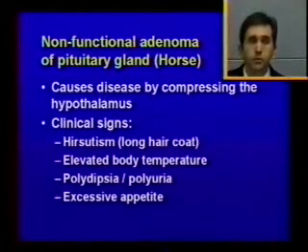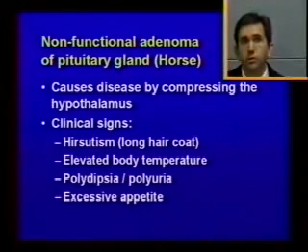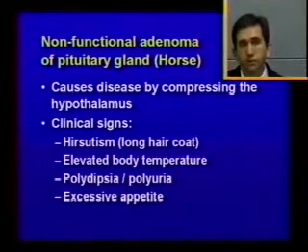So comparing this with the condition in the dog, the tumor in the horse causes disease by compression. The tumor that was present in the dog caused disease by stimulating the release of ACTH, which then went to the adrenal glands and stimulated the release of cortisol and caused Cushing's disease.